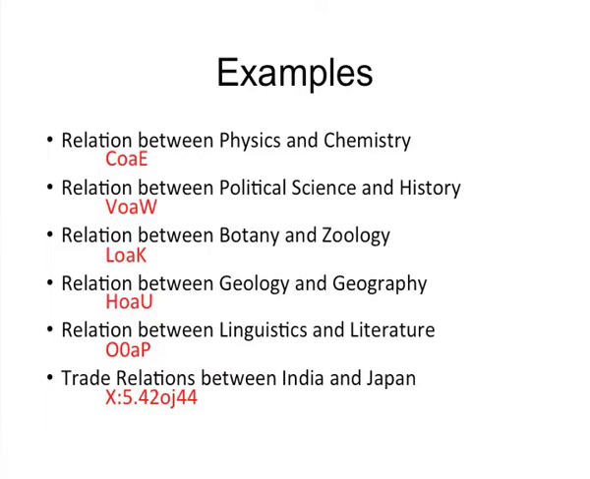Yes, it has to be C 0 A E. Why not E 0 A C? Because C has a lower ordinal value, therefore, it comes first and E comes second. So, if it is a relationship between geology and geography, what will be the number? You all know the number for geology is H and for geography it is U. So, it has to be H 0 A U, that is the relationship between geology and geography.